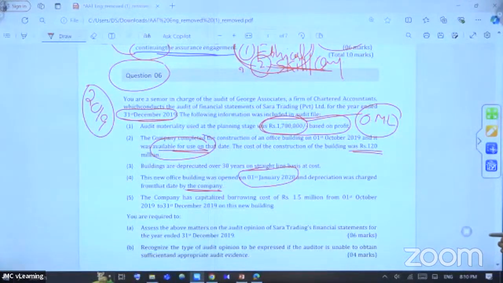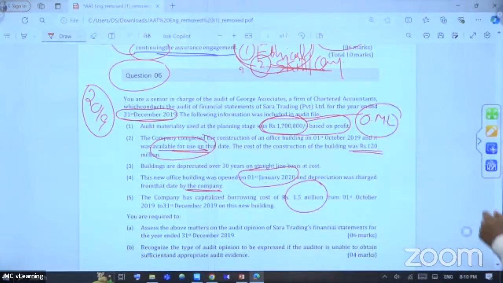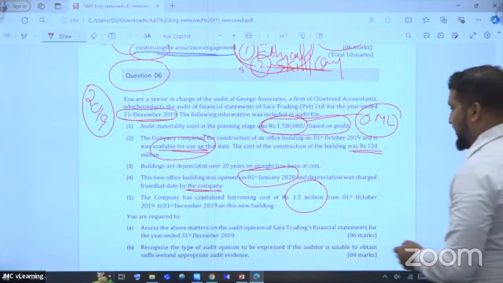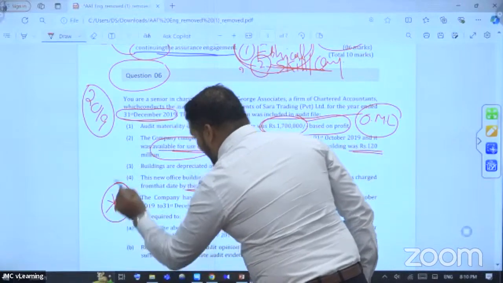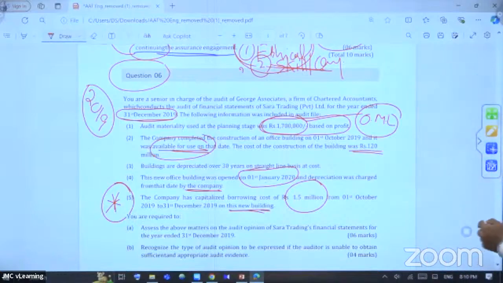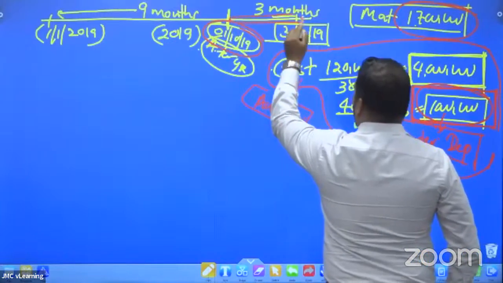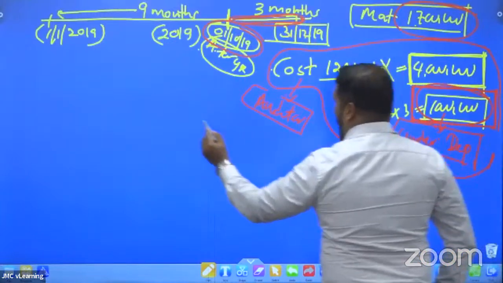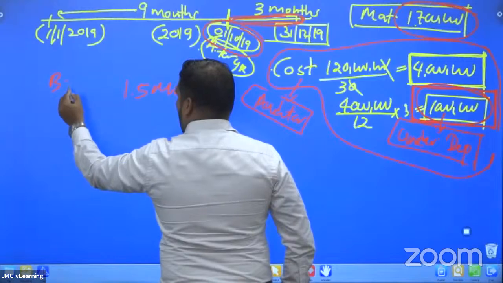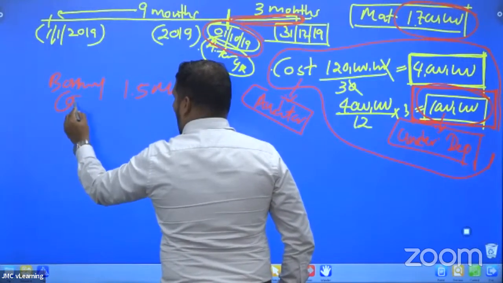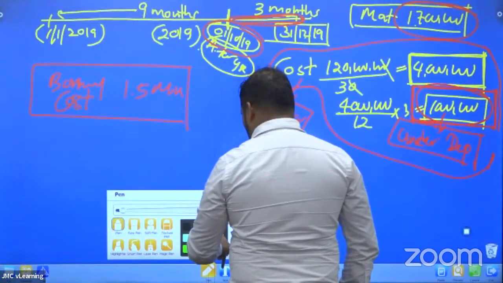The company has capitalized the borrowing cost of rupees 1.5 million from 1st of October 2019 to 31st December 2019 on this new building. So they are going to test the borrowing cost standard. They have capitalized the borrowing cost for a period of 3 months, amounting to 1.5 million. My question is, as per the borrowing cost standard, is this correct?